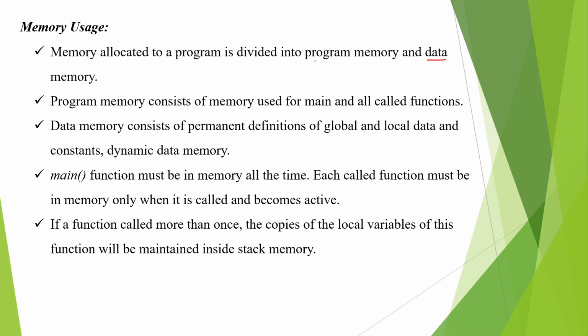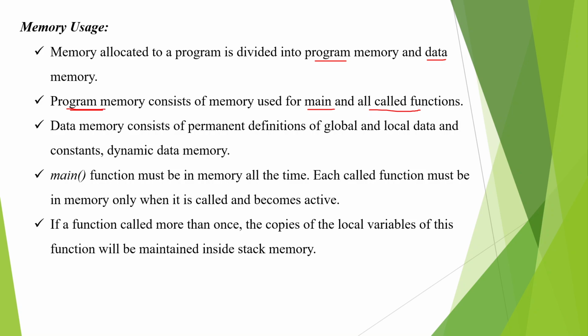And what comes under the program memory? The code which we write for the program. The code converted into machine language will be stored under program memory. Here you can see program memory consists of memory used for main and all other functions called. Whatever functions we call, even main is also a function, right? So main, and whatever other functions we call from main, all of them come under the program memory. We have the conceptual diagram in our next slide, where you will understand more clearly.